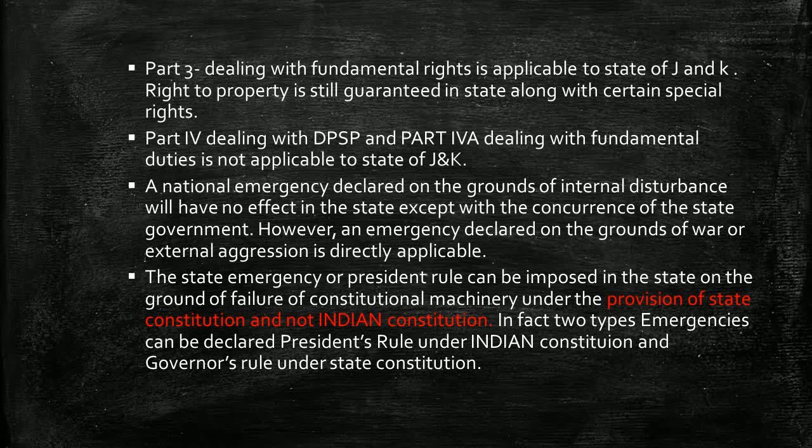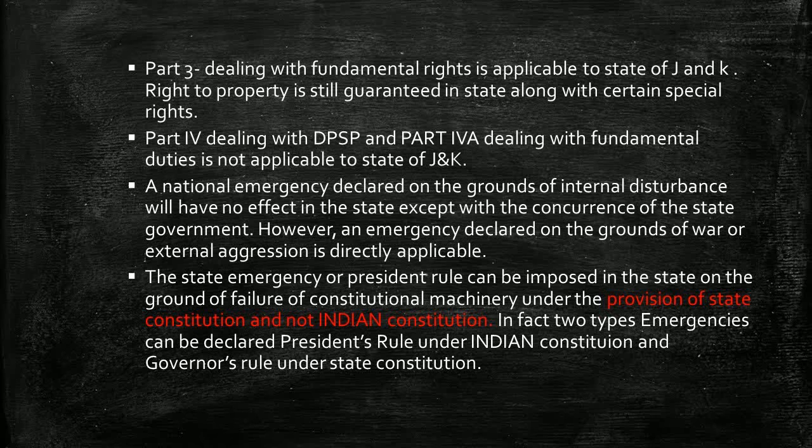Now moving on to the next provision. Part 3 dealing with the fundamental rights is applicable to the state of Jammu and Kashmir. Right to property is still guaranteed in the state along with certain special rights. See, the right to property ceased to be a fundamental right for the rest of India by the 44th Amendment Act of 1978.